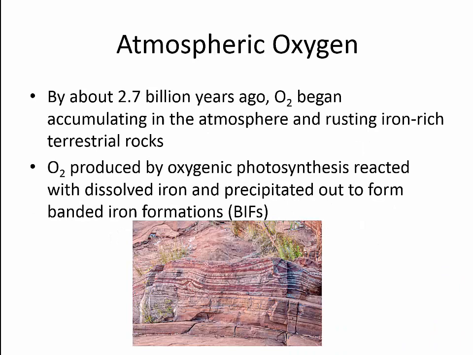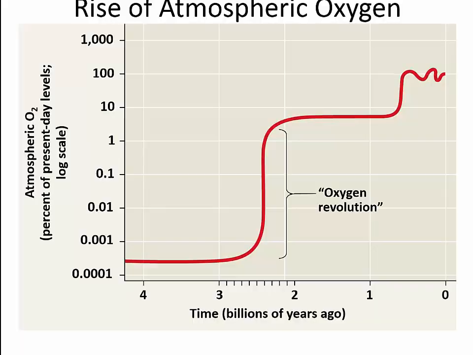Here is the addition of oxygen. About 2.7 billion years ago, oxygen began accumulating in the atmosphere and rusting iron-rich terrestrial rocks. Molecular oxygen produced by oxygenic photosynthesis reacted with dissolved iron and precipitated out to form banded iron formations. If you look at this picture, you do see striations on the rocks, and that is the red rusted iron that is produced by oxygen accumulating in the atmosphere and rusting out the rocks.